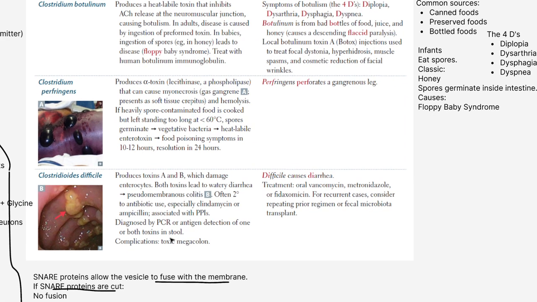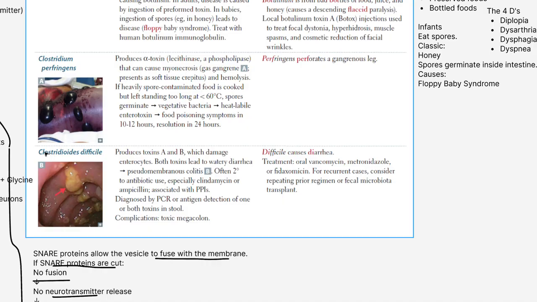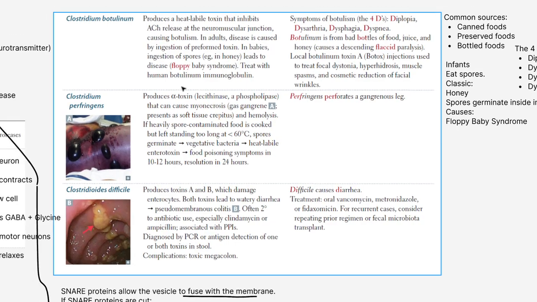Then the other poisoning that the Clostridium does is Clostridioides difficile. This is basically spore... Oh, sorry. Wait a second, let me just read this with you. Clostridium perfringens produces alpha toxin, lecithinase, a phospholipase. This can cause myonecrosis, a gas gangrene, presents as soft tissue crepitus and hemolysis.